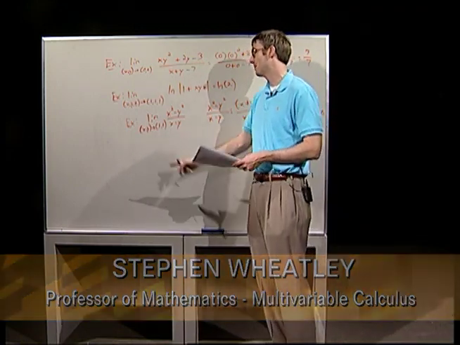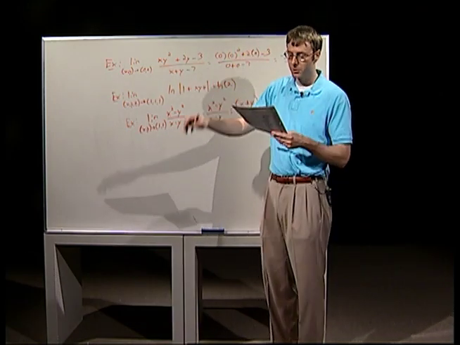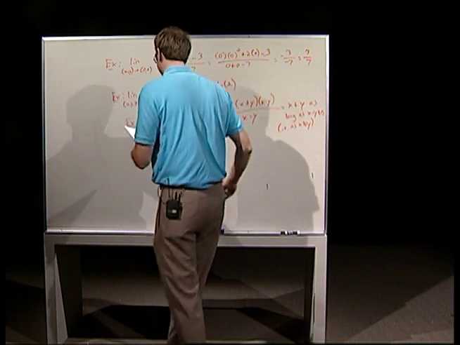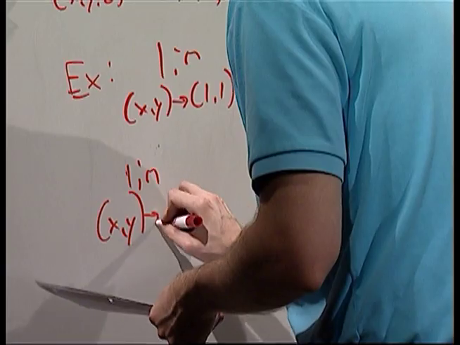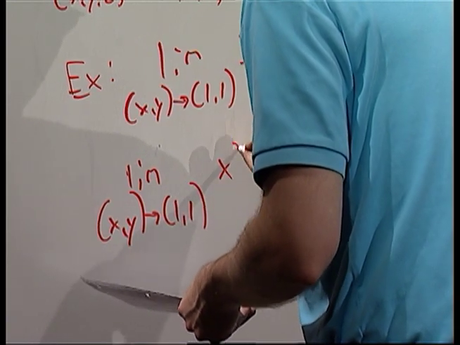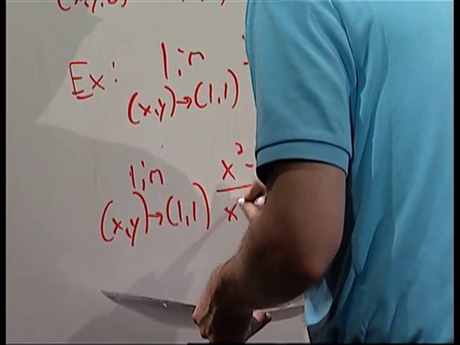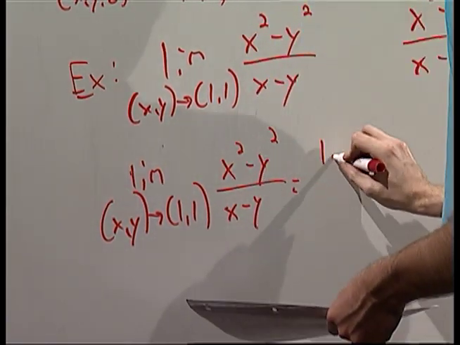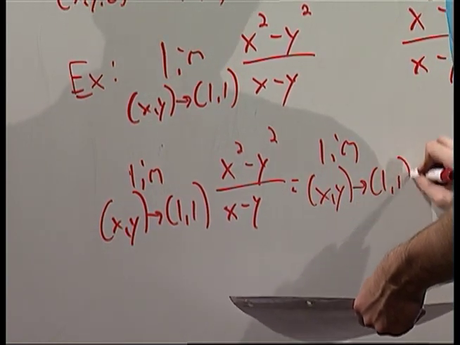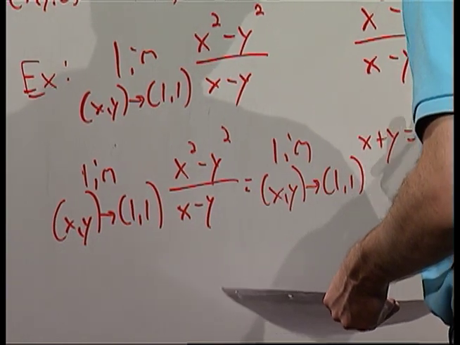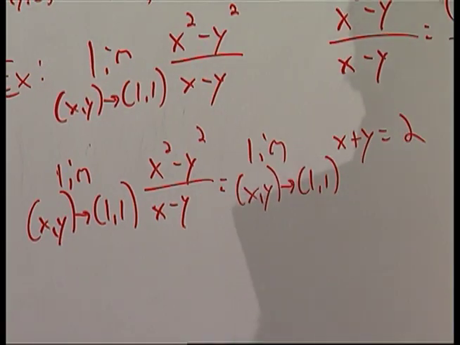And we don't care about this point. We care about points getting closer and closer to it. So the limit as x, y goes to 1, 1 of this expression is equal to the limit as x, y goes to 1, 1 of x plus y. That's fine. Just plug in, 2.